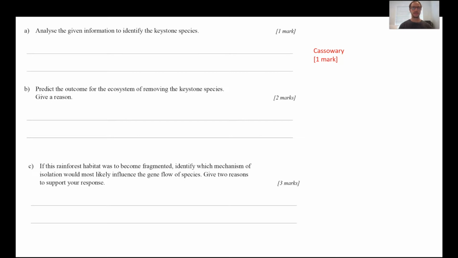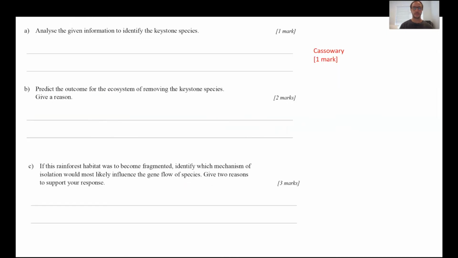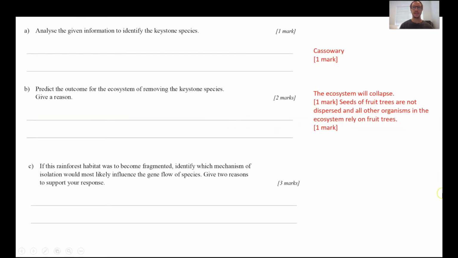Cool. I hope you've had some time. So question B, predict the outcome for the ecosystem of removing the keystone species. If we removed the cassowary, what would happen to this ecosystem? What would happen to these plants, these producers? Well, the ecosystem will collapse in the case of a keystone being removed.